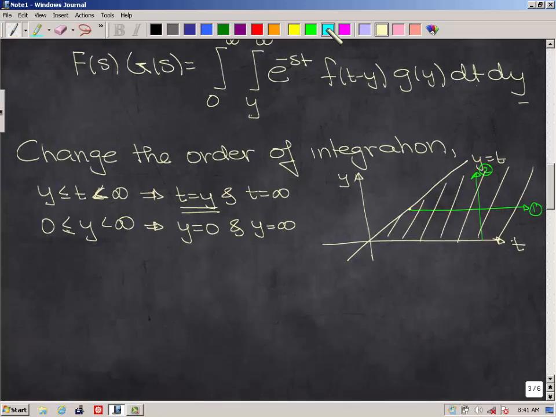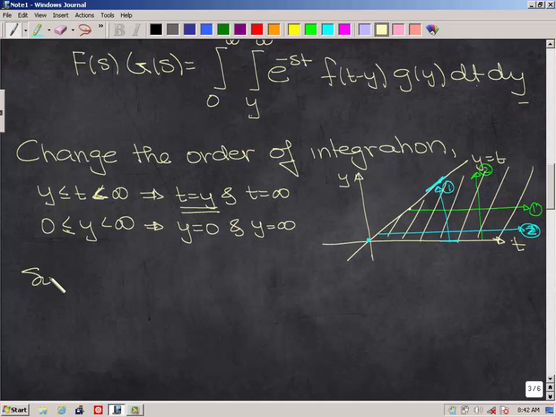So now we want to change the order of integration. What are we going to do first now? We're going to go up first. We're going to do y first, and then we're going to do t horizontally. So y will start at 0 and go to t. And t will start at 0, because that's this point, and go to infinite. So that's what's going to happen.